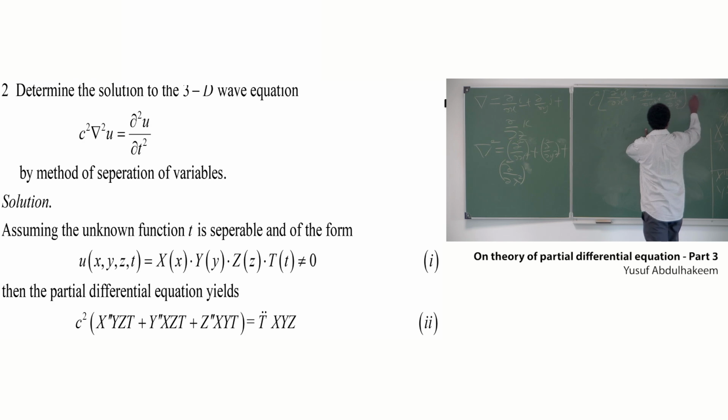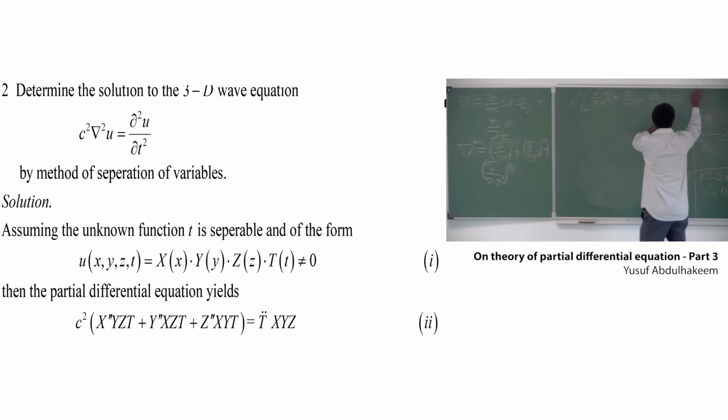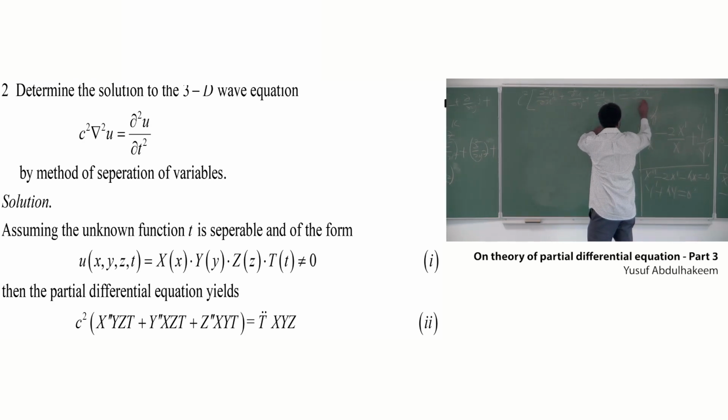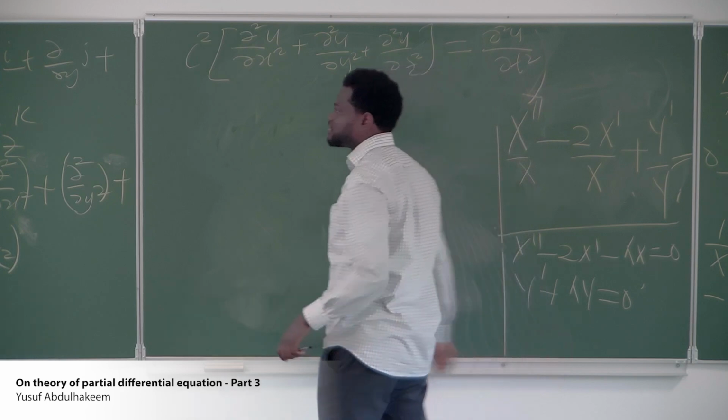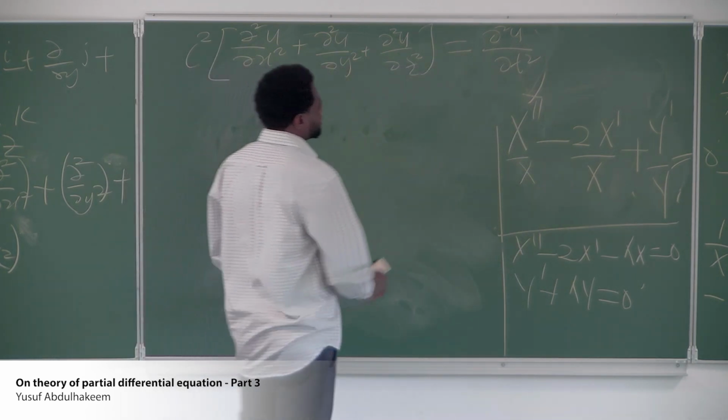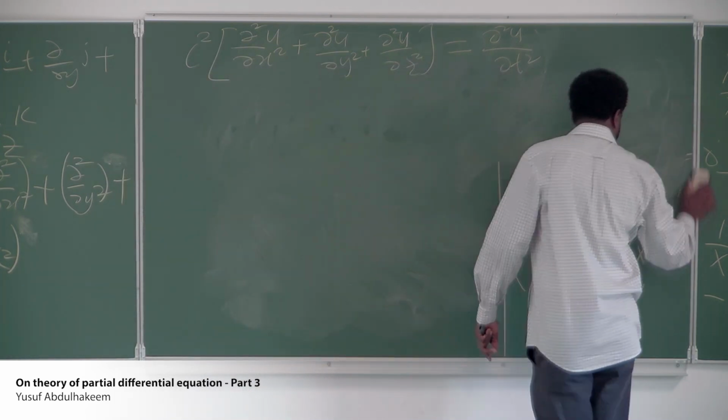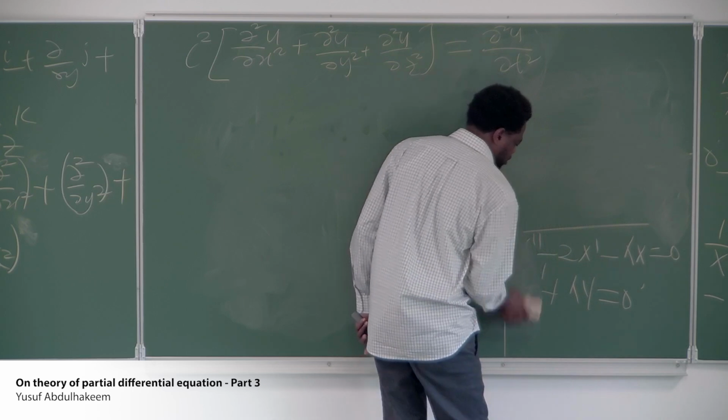Then we can close this, and everything here is equal to di squared u over di t squared. So this is what we have. This is the differential equation we are considering here. This is the 3D wave equation.